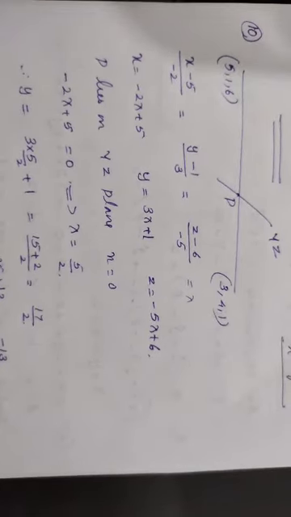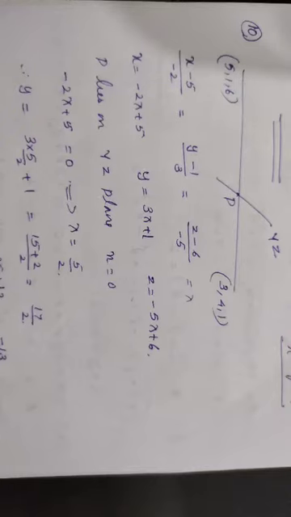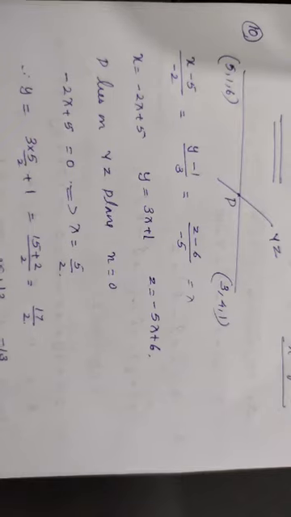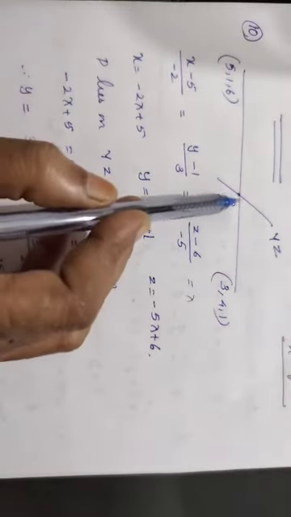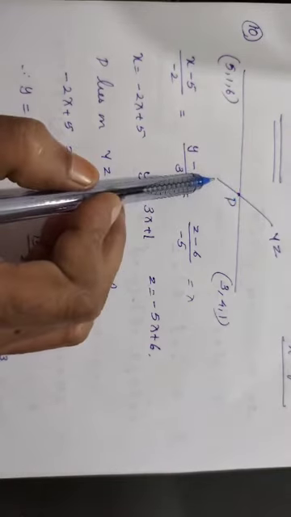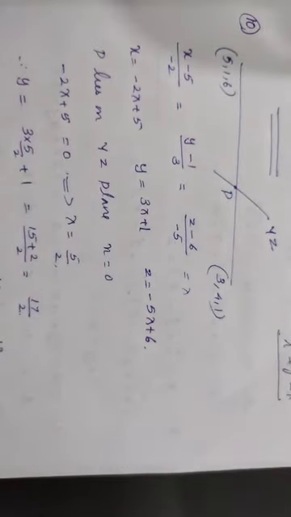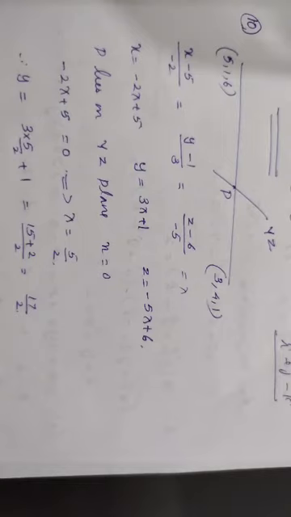Find the coordinates of the point where the line through the points (5, 1, 6) and (3, 4, 1) crosses the YZ plane. Sometimes it may be the XY plane or XZ plane. We have to find the coordinates of the point P which lies on the YZ plane, the point of intersection of the line and the YZ plane.